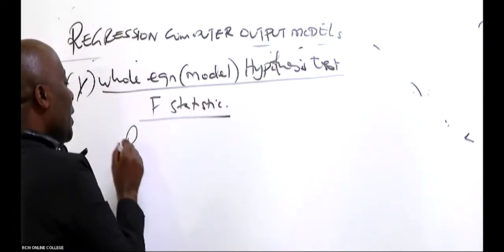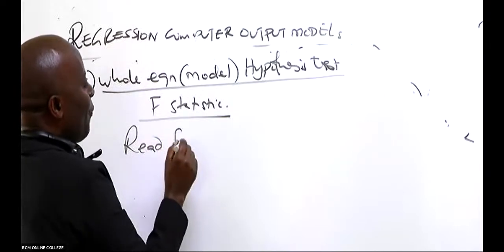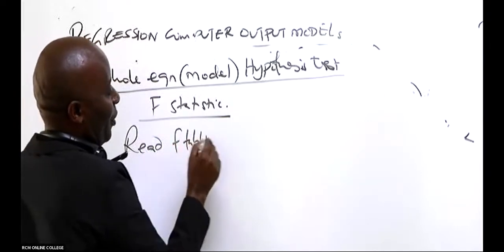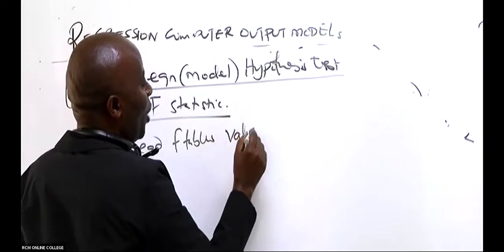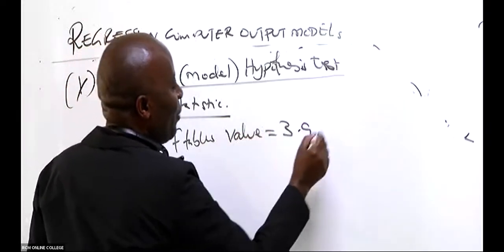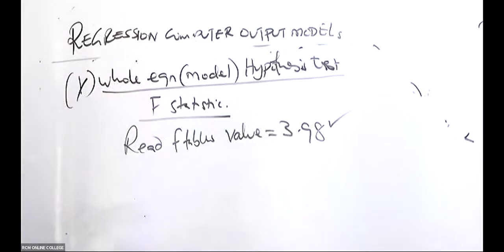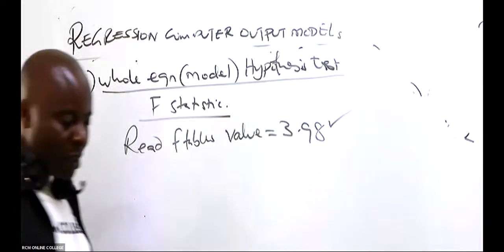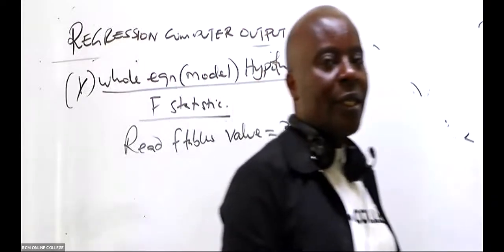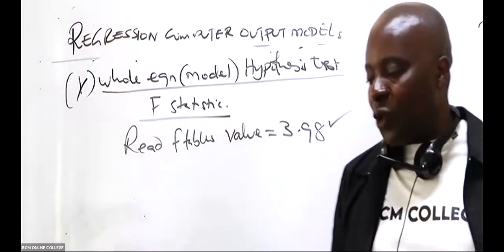And for the F statistic, number one, read the F table's value. Where are you reading it from? You will always be given this. It's a free mark. This will always be given. So because we are doing it for just one model.